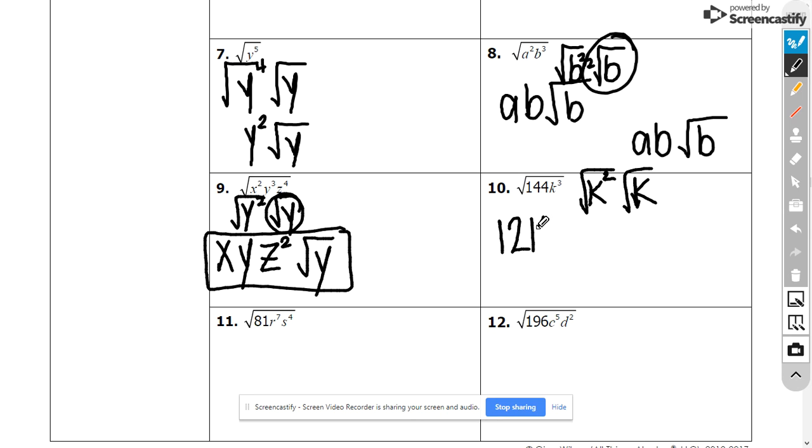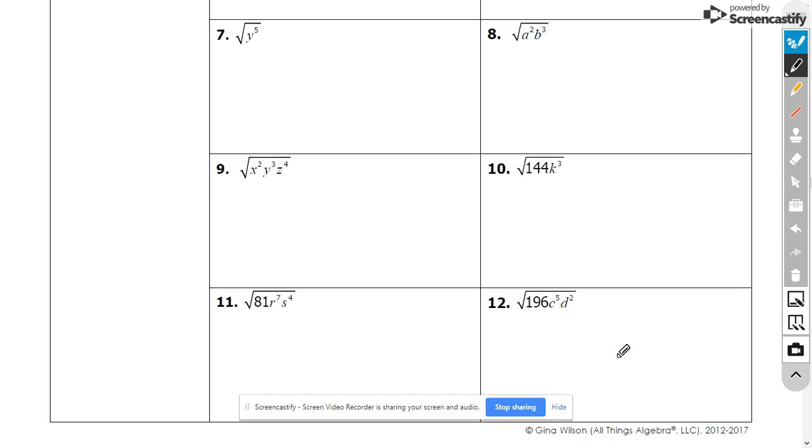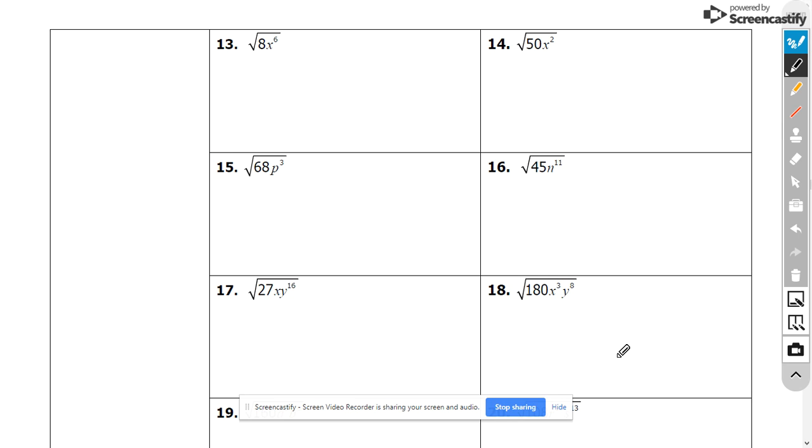K2 is going to simplify to just k, but my leftover goes under the radical. Okay. All right, we are going to flip it over to the back and try simplifying numbers and radicals.